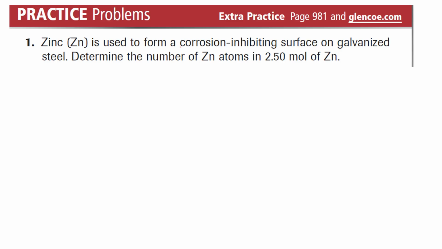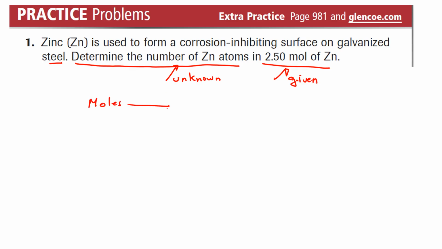So, zinc is used to form a corrosion inhibiting surface on galvanized steel. It doesn't matter. What matters here is determine the number of zinc atoms in 2.5 moles. So, this is the unknown and this is given. So, we want to go from moles to particles. They gave us the moles and we want to go to the particles. So, particles equals moles times 6.02 times 10 to the power 23.